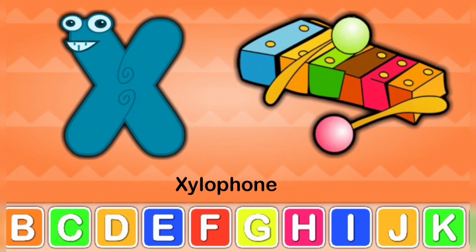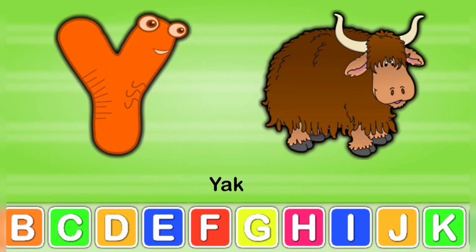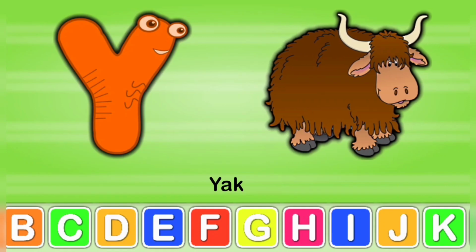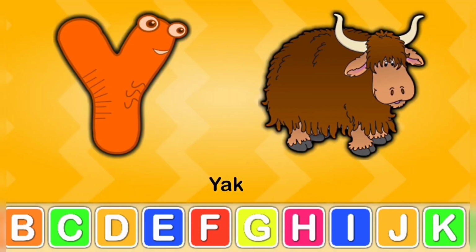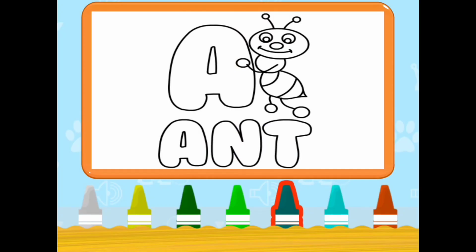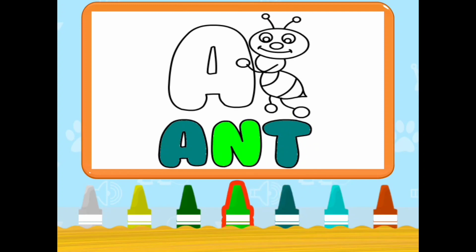X for xylophone. Y for yak. Z for zebra. And A for and. A-N-T, and.